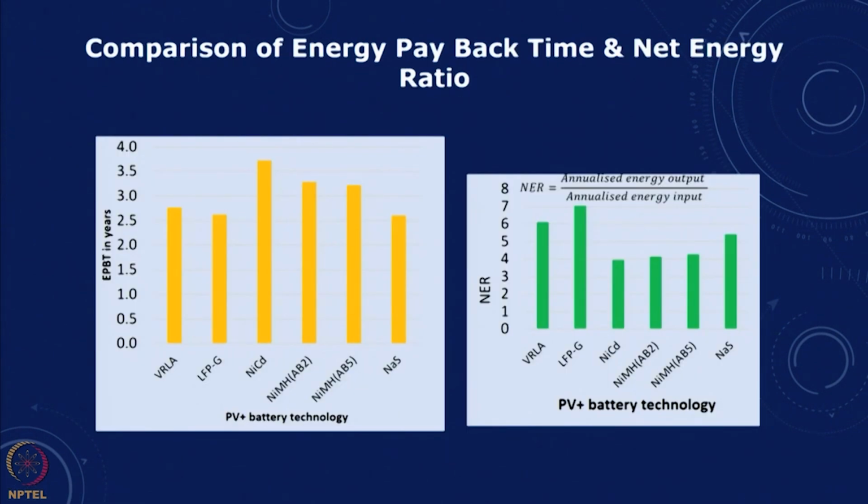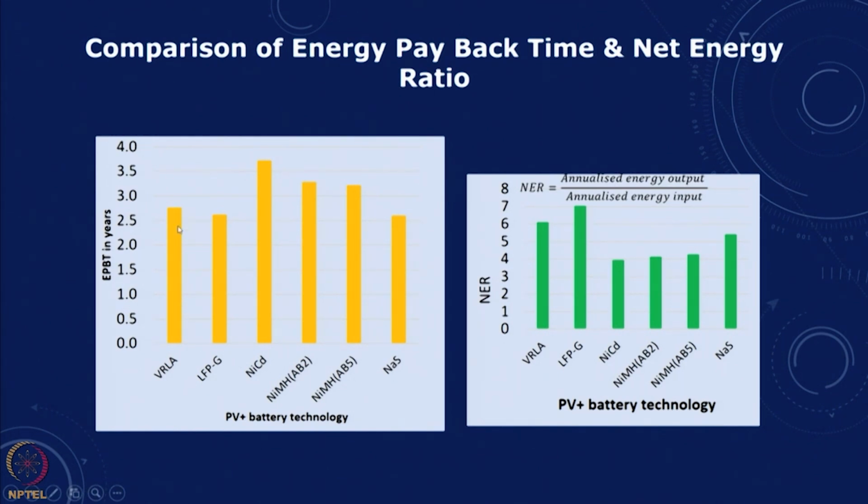So you can look at these more details in the paper, and when we compare this, now convert it into the NER, and of course the higher NER is better. You can see that the lithium ion NER is of the order of about 7, which includes the PV plus battery plus the power electronics, and seems to be better than the NER of even the lead acid, but lead acid seems to be better than most of the others.